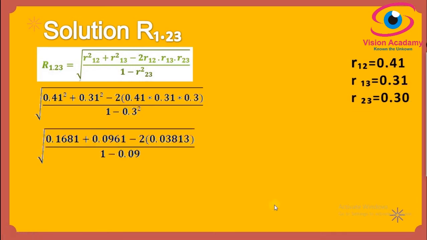So let us simplify this further. When I multiplied 0.41 into 0.41, we got 0.1681, and 0.31 into 0.31 gives 0.0961.